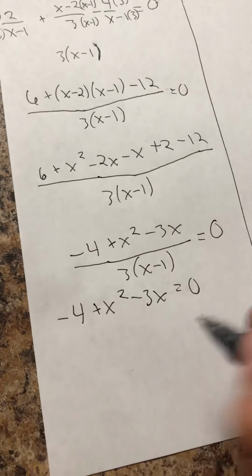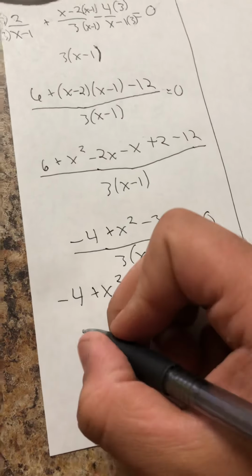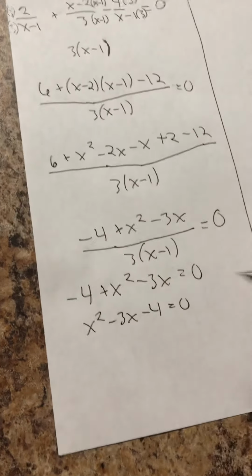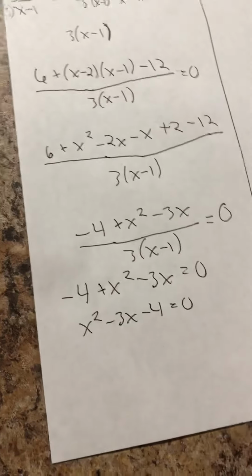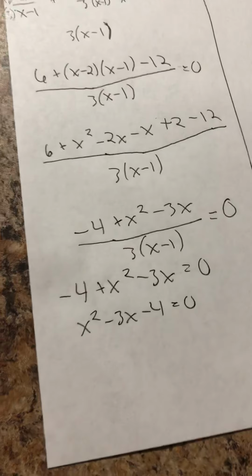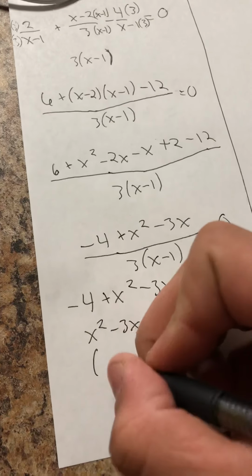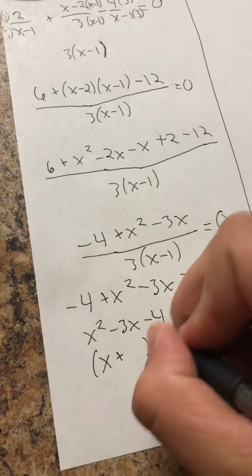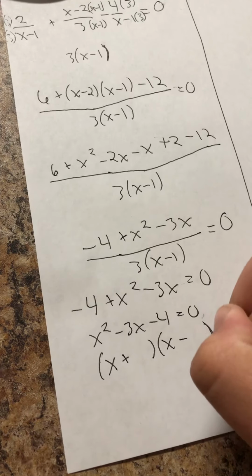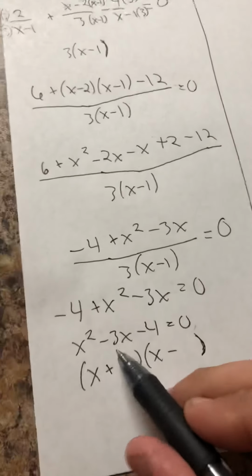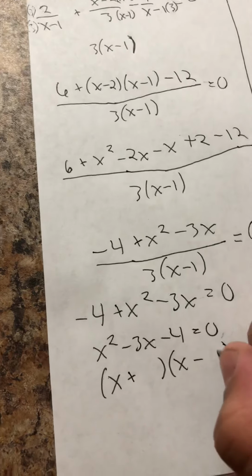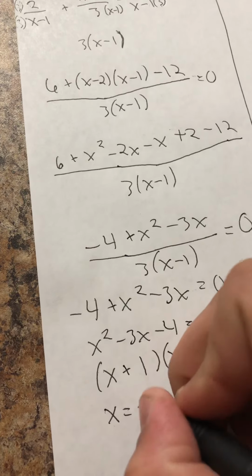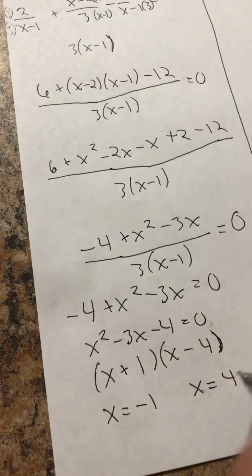Now, I'm picky, so I need to swap this around. X squared minus 3x minus 4. Put it in regular form, so that it looks a whole lot better. It's easier for me to solve. And this is factorable. And we know that since it's different, it's going to be different signs. So plus x minus, and factors of 4 that equal 3 is going to be 4 and 1. So therefore x is equal to negative 1 and x equals 4.